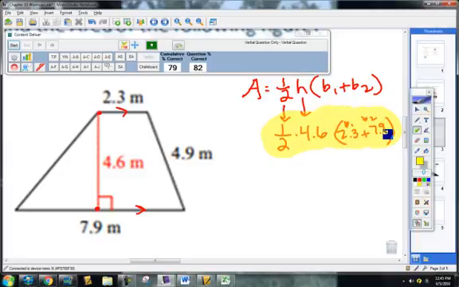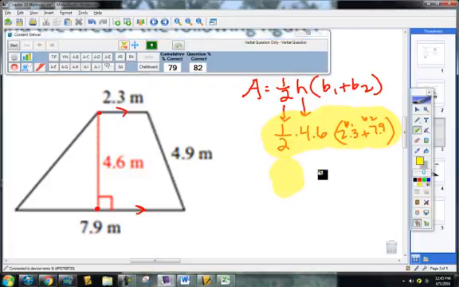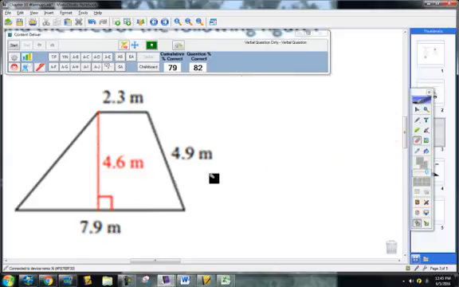Everybody understand me? So when you type that in, remember you can do 0.5 or 1ABC2 times 4.6. Do you need to have the parentheses? Yeah. Absolutely you do. Got to have the parentheses there. When you do all that, you will end up getting the correct answer of 23.46, and of course it's got to be meters squared. So my 3 points here, guys. Look, 1, 2, 3. Everybody got that? Good? Okay, let's do another one.